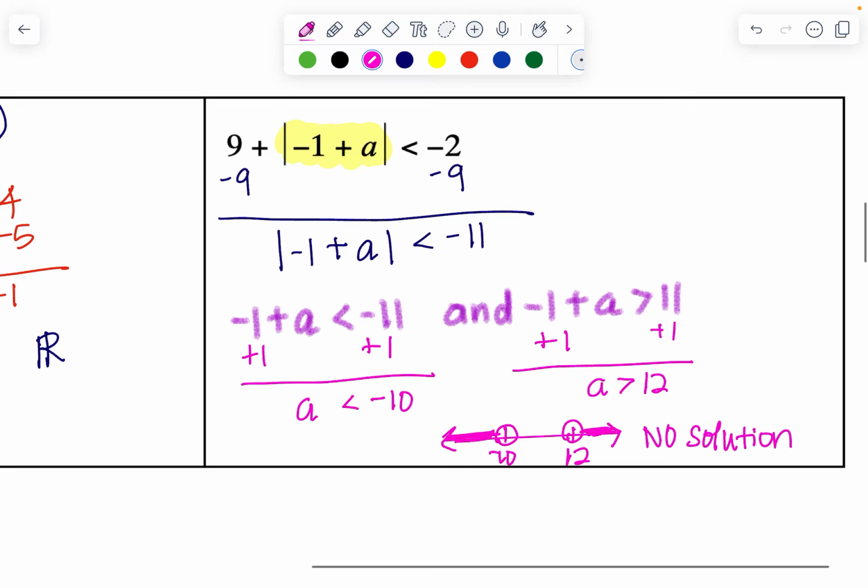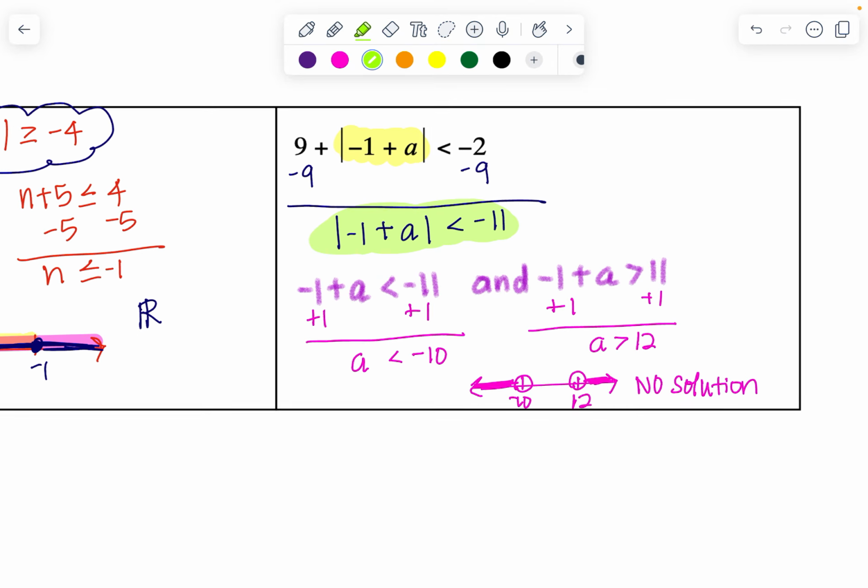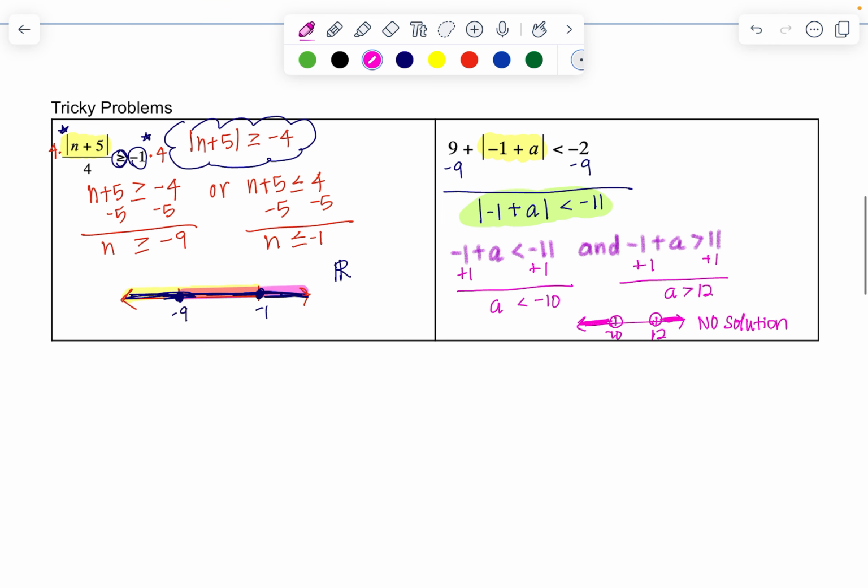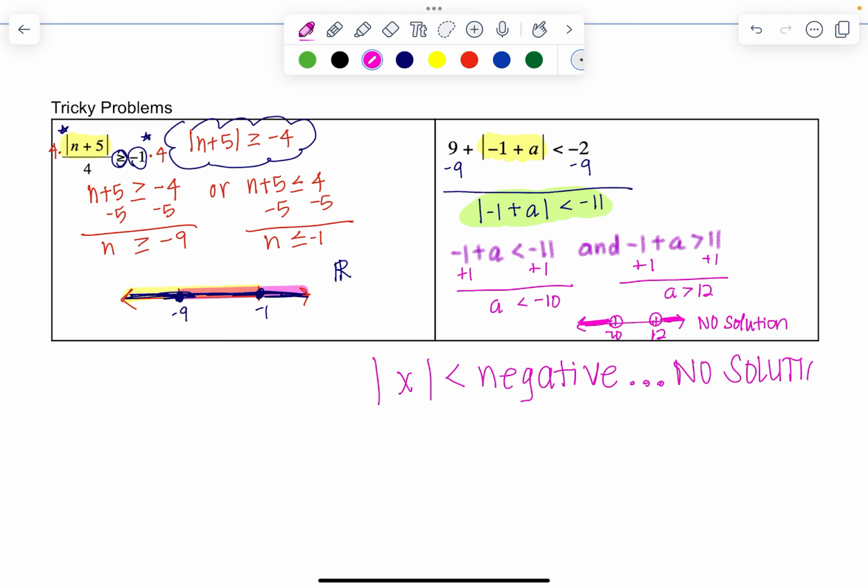Or when we got to this point here, we could have said it was no solution. Anytime you have the absolute value less than a negative number, the answer is going to be no solution. Anytime you have the absolute value greater than a negative number, the answer is going to be all real numbers.